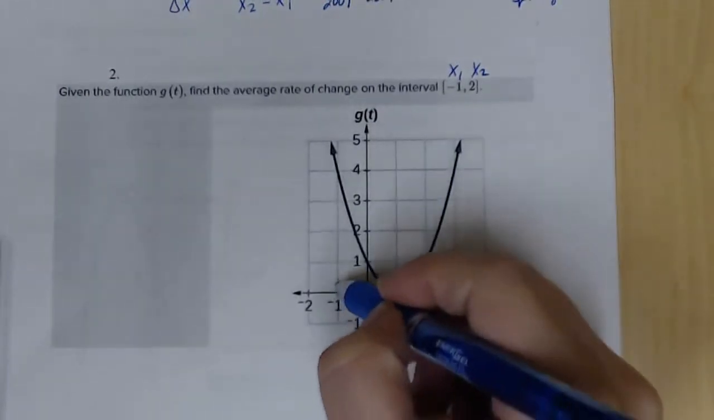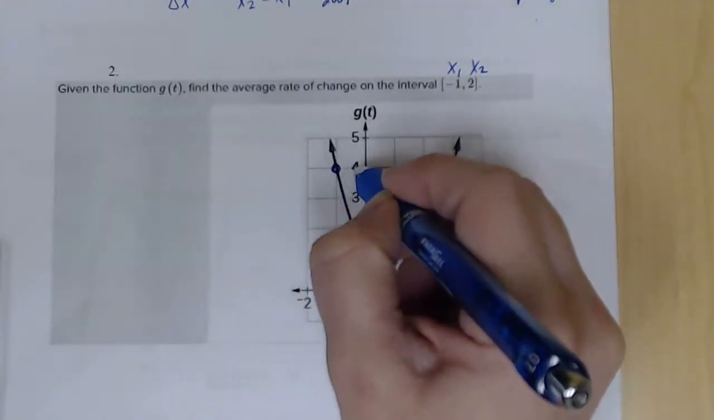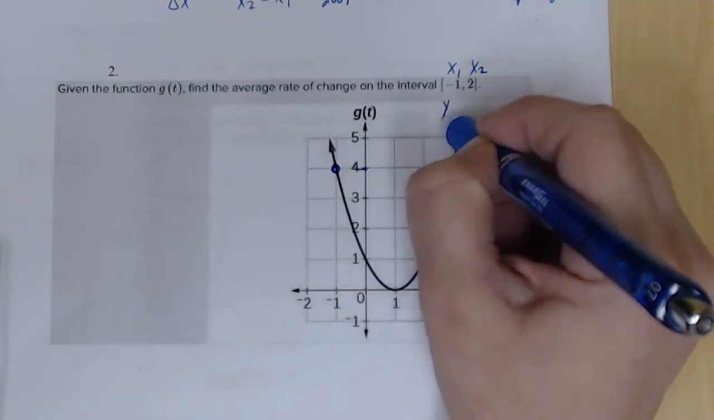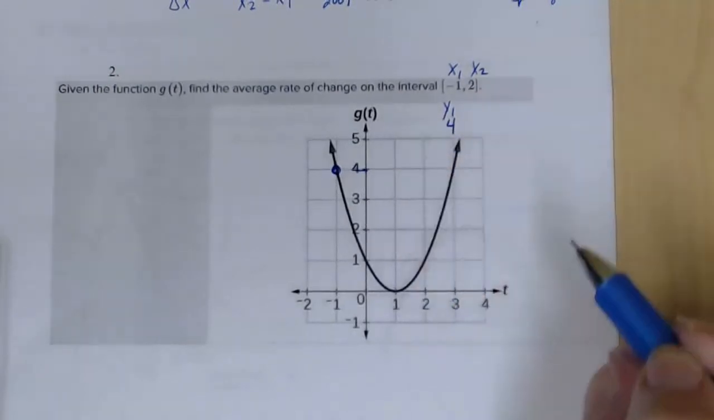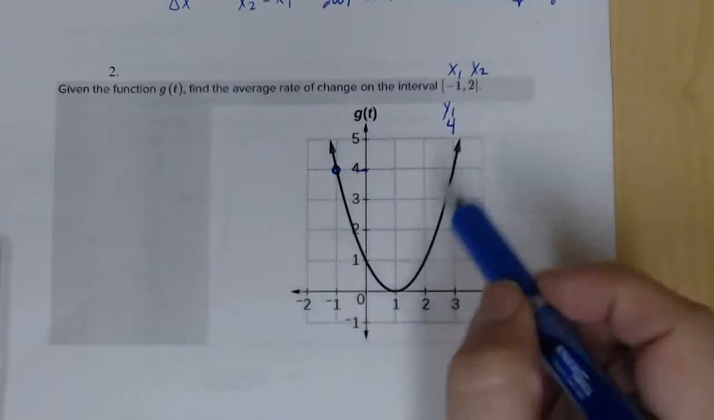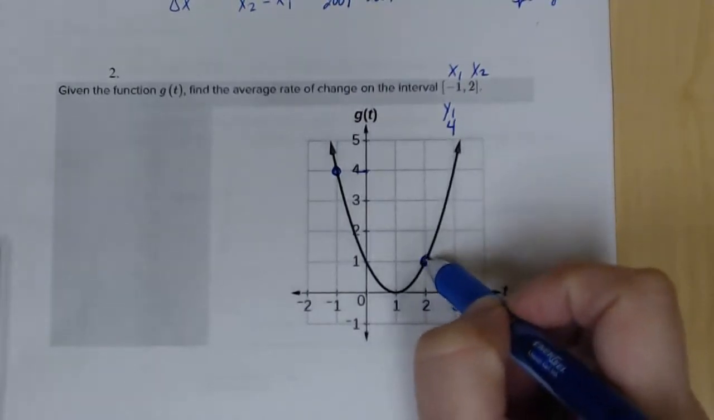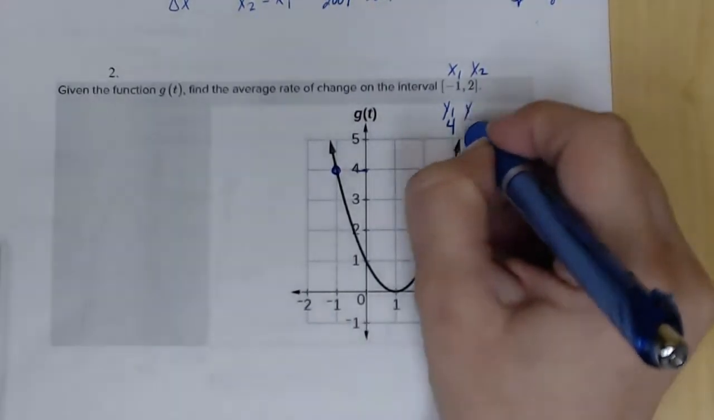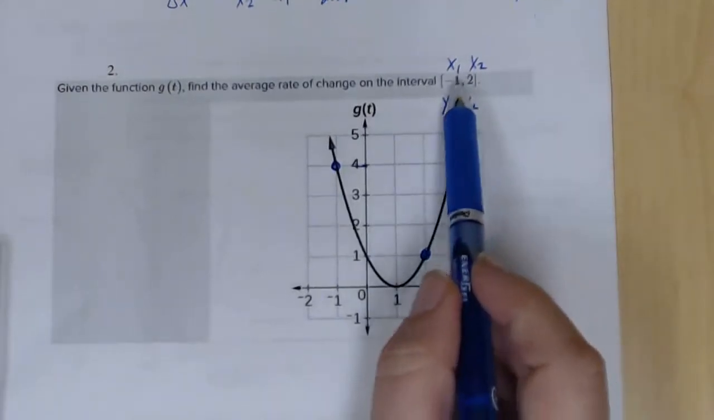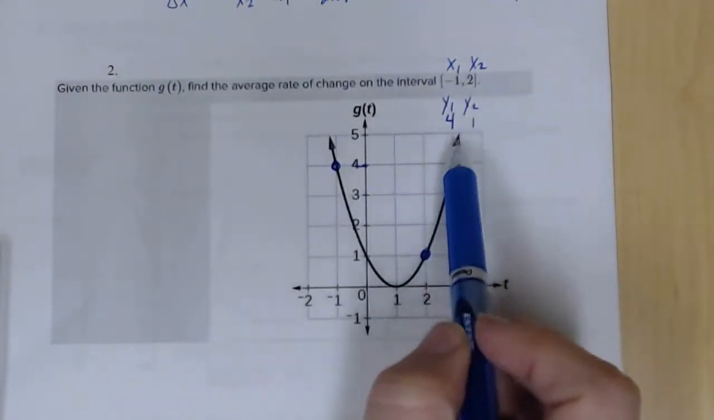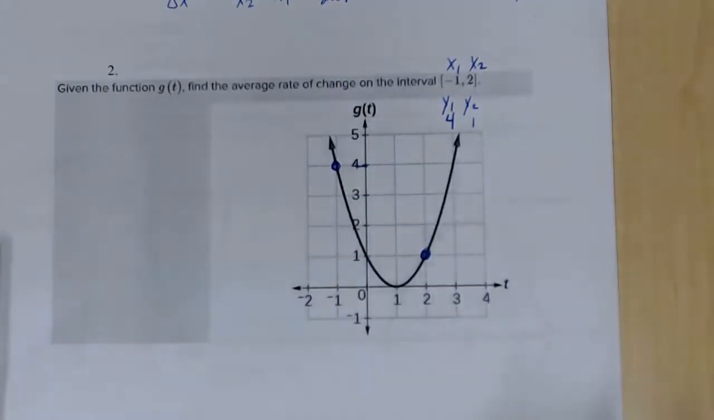So if I want to look at -1, I need to look on the graph here. Notice that it has a y1 equal to 4. And then at +2, I can see I have a y2 value of 1. So I could just do my slope formula again, using these values, using my formula from above, and find that.